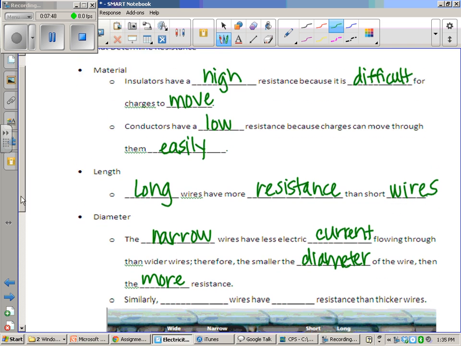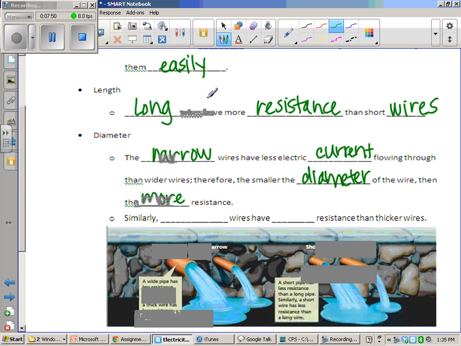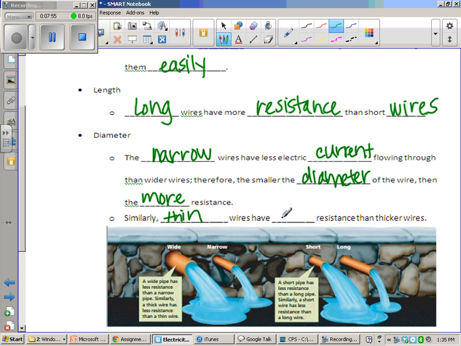And the more resistance. So similarly, thin wires have more resistance than thicker wires. So think about drinking a milkshake with a narrow straw versus a wider straw. Which one's going to be easier for you to drink the milkshake? Well, the wider one's going to be easier. You're going to be able to get more milkshake through that straw than with a narrow straw. The same thing is happening with your electric current through a narrow versus a wide wire.